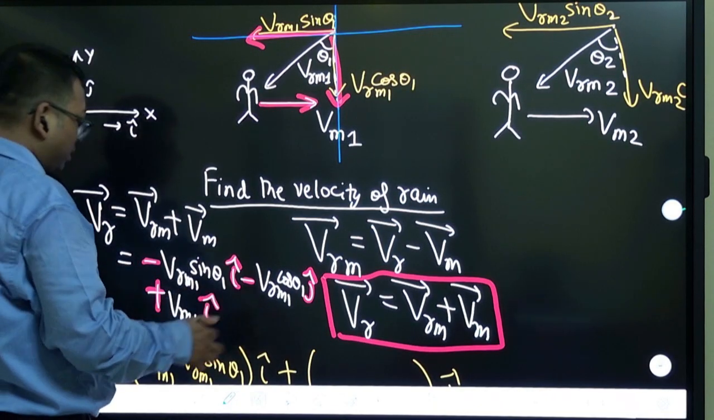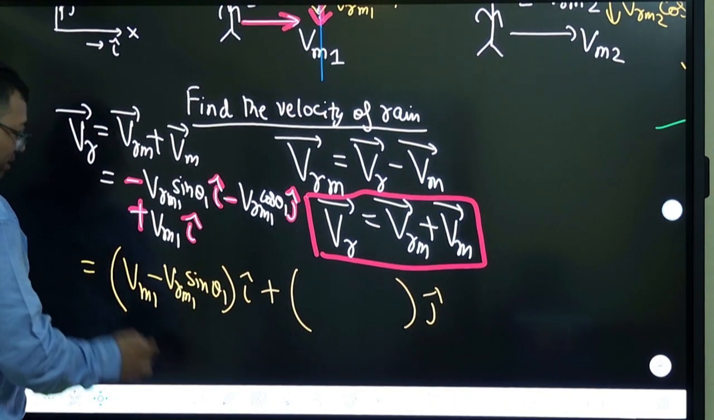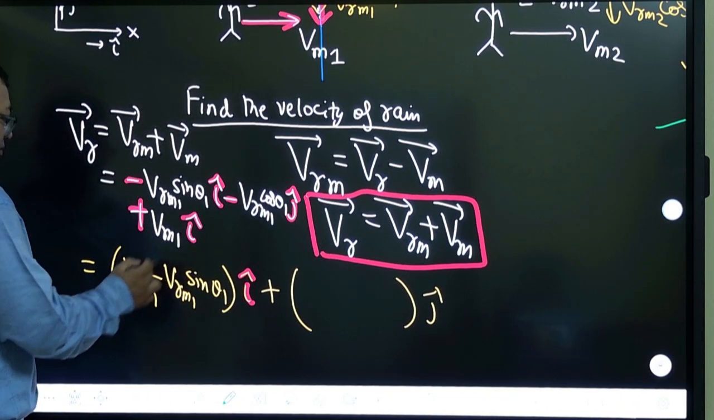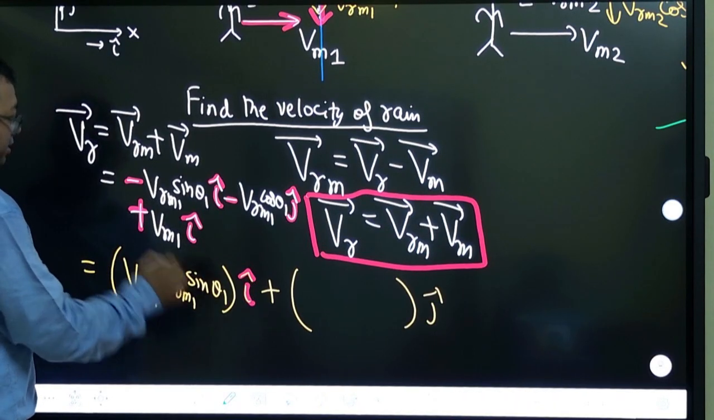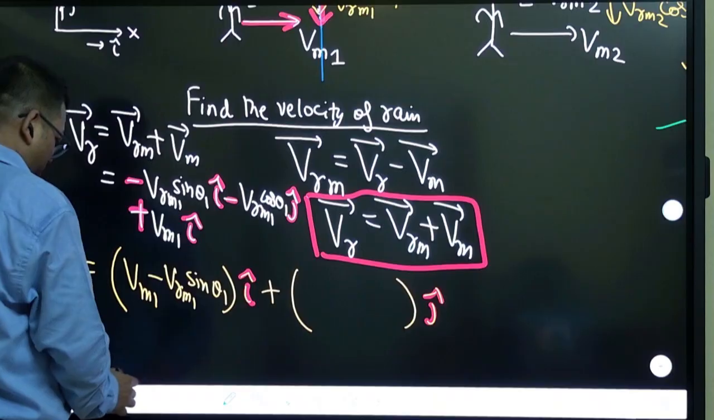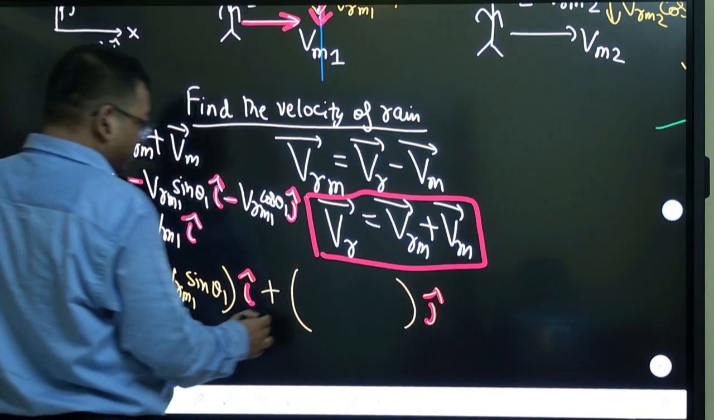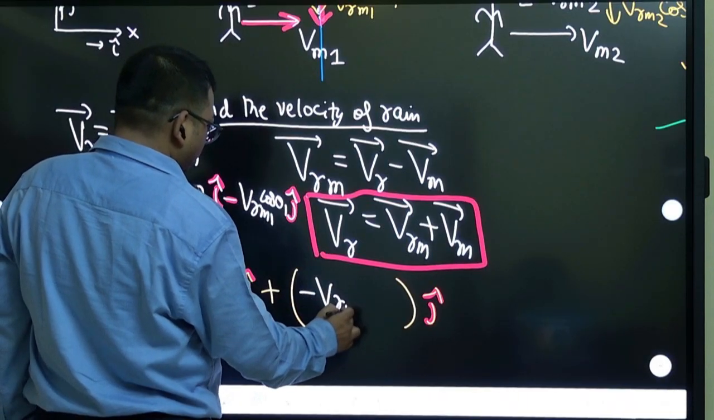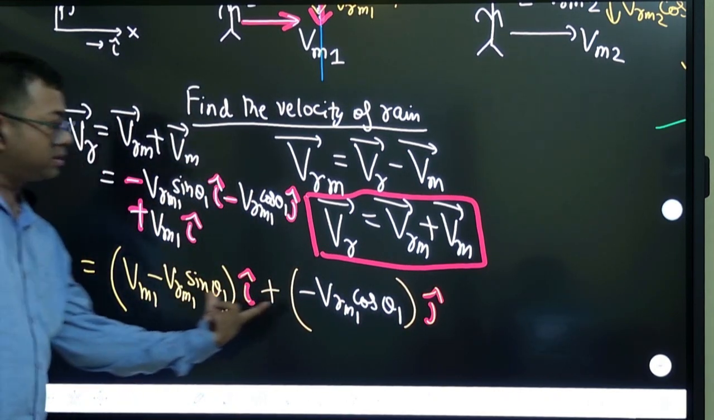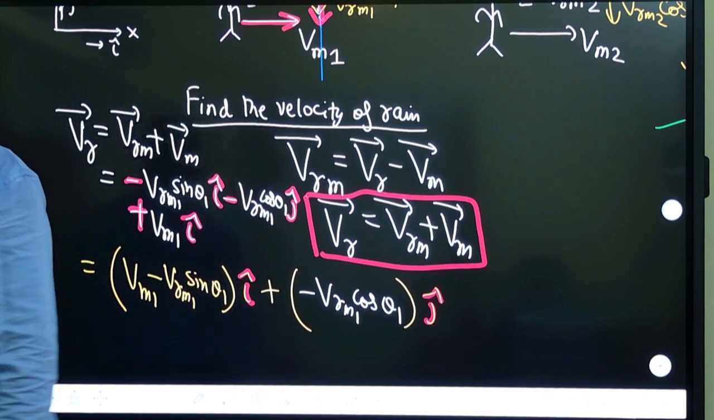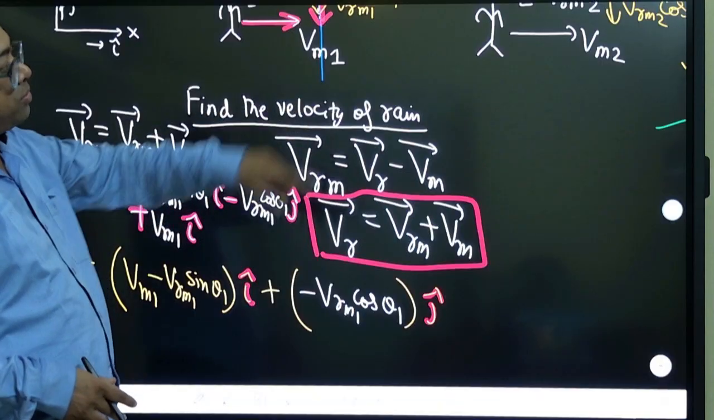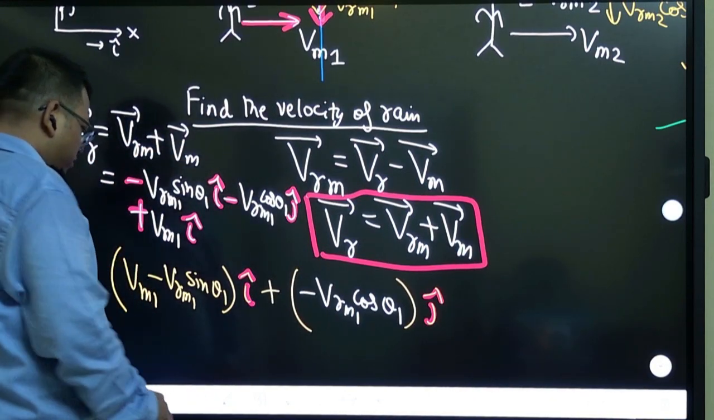Now we are bringing it together, I cap and j cap together. So I cap I have taken common. So here I am writing plus Vm1 minus Vrm1 sine theta 1. Similarly, j cap I have taken common, so I will write minus Vrm1 cos theta 1. So the I component is this, the j component is this. Clear? We got this. Now repeat the same thing for the second case also.